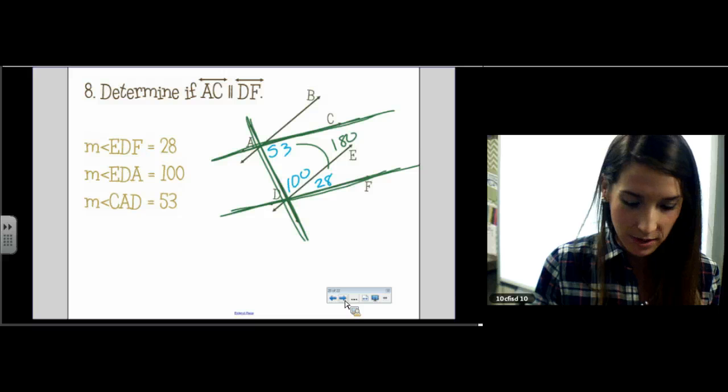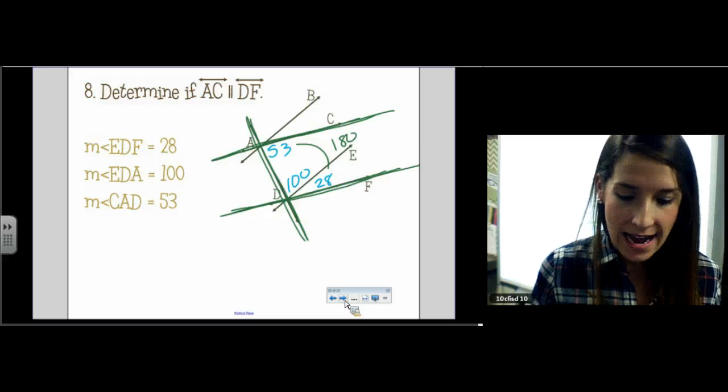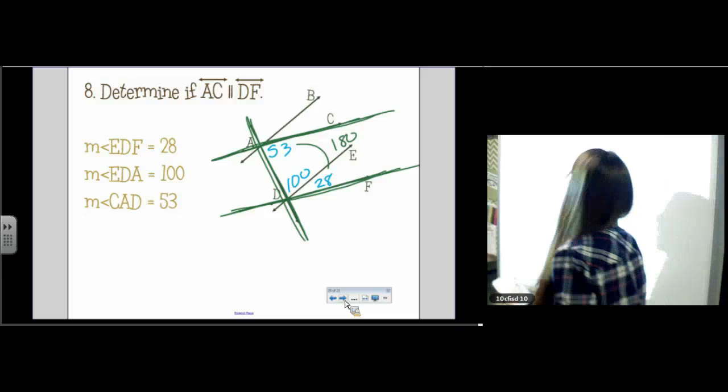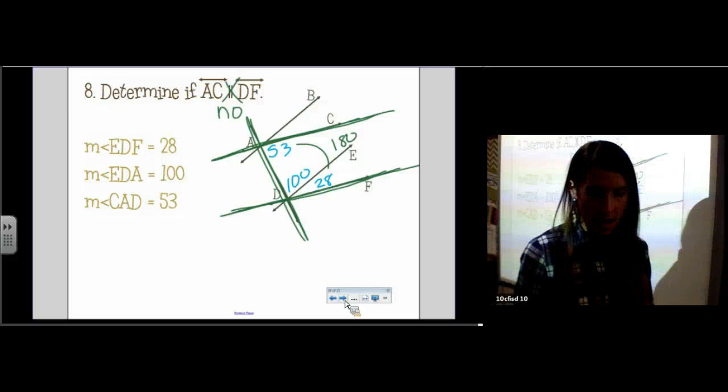You're adding those numbers together, and you're determining, oh, they add up to 181. Therefore, AC is not parallel to DF because they did not add up to 180.